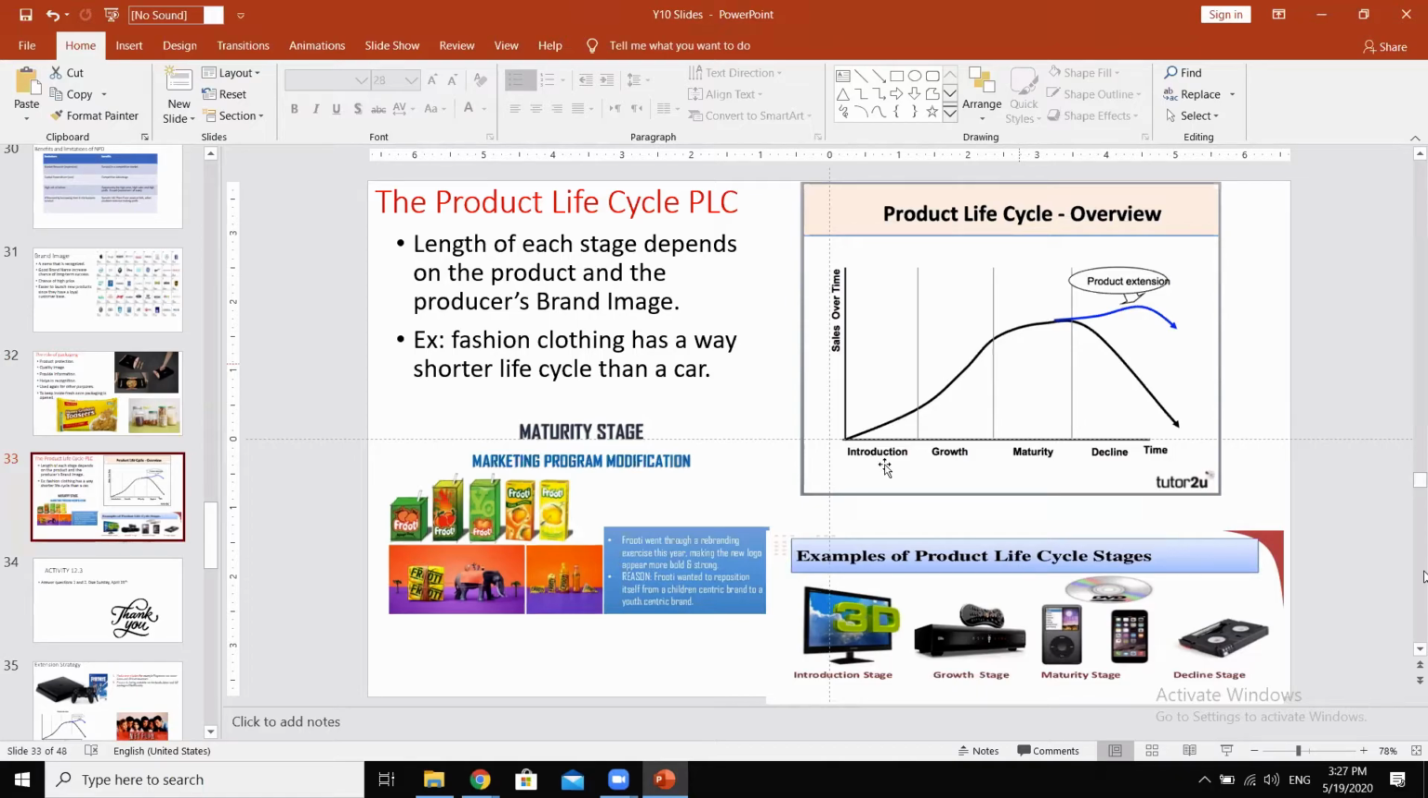So the type of advertisement, the price that you have, and the features that you include all depend on each stage. You have a table in your book that you have to go to understand this better.